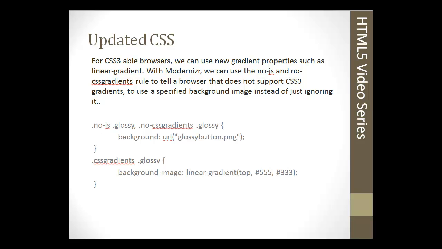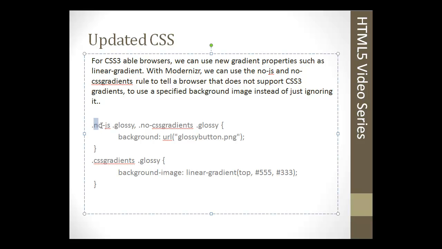Now, you saw a couple of slides back we added the no-js class to the HTML tag, and this is what would happen if the browser didn't accept the new CSS3 gradient properties or selectors, and it would just have a background image. You would have to create a glossy image or a gradient image, and it would just default to that.